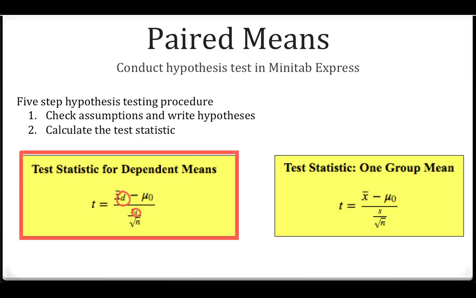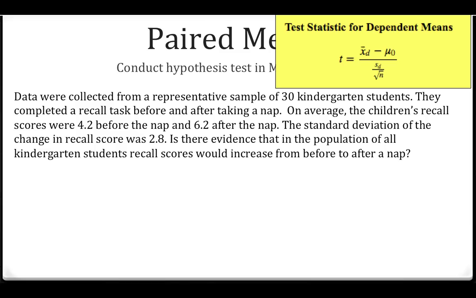Let's look at one example. Data were collected from a representative sample of 30 kindergarten students. They completed a recall task before and after taking a nap. On average, the children's recall scores were 4.2 before the nap and 6.2 after the nap. The standard deviation of the change in recall score was 2.8. Is there evidence that in the population of all kindergarten students, recall scores would increase from before to after a nap? From this scenario, we're given that n equals 30.